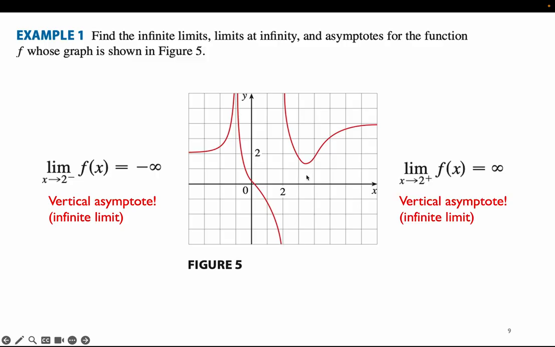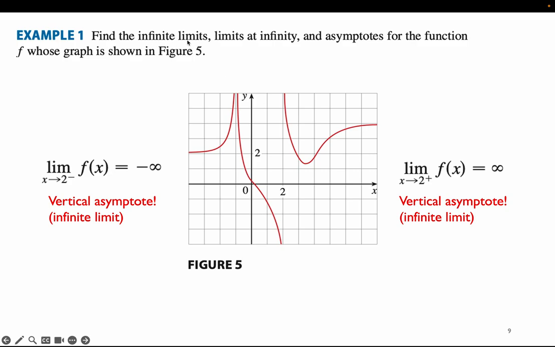And then as x approaches 2 from the right, again, following my mouse, if I approach 2 from the right, my function is approaching positive infinity. So in this case, we have a vertical asymptote when x is 2. This is an infinite limit. This is what we covered last week when we talked about vertical asymptotes.